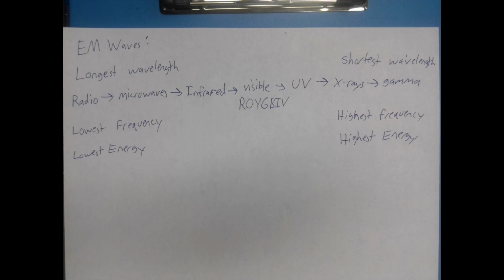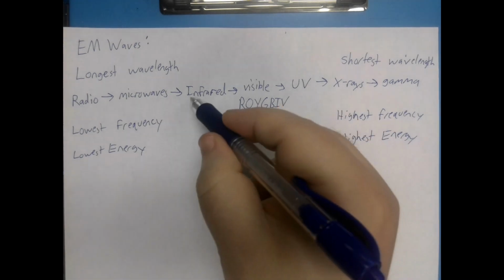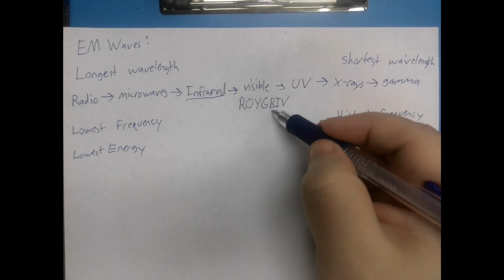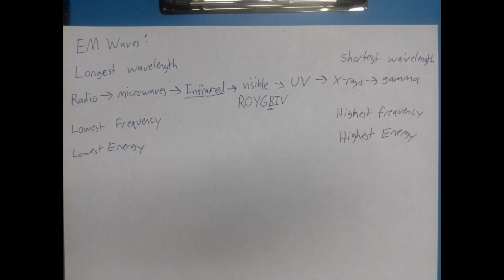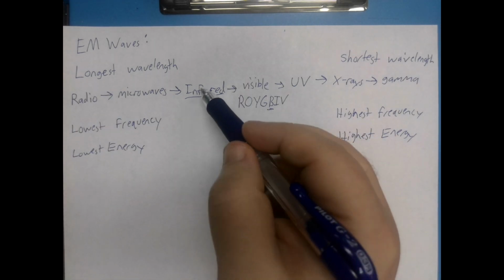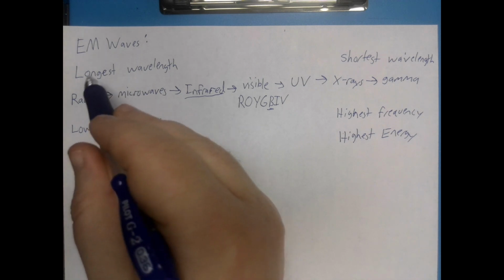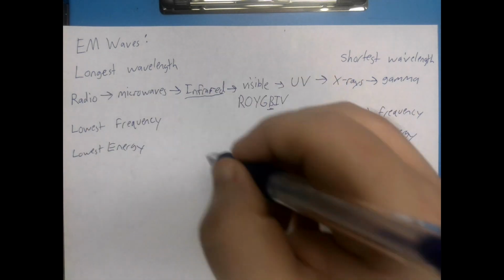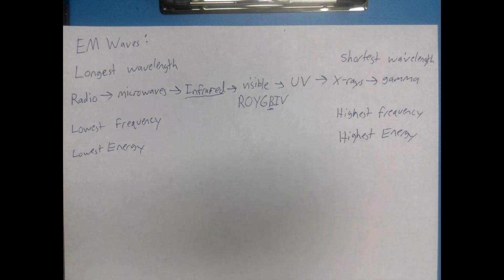So if I wanted to compare, let's say, infrared versus blue, which one has a longer wavelength? Which side is it closest to? The longer wavelength or the side? So infrared is closer to being on the longer side. So infrared has a longer wavelength than blue.